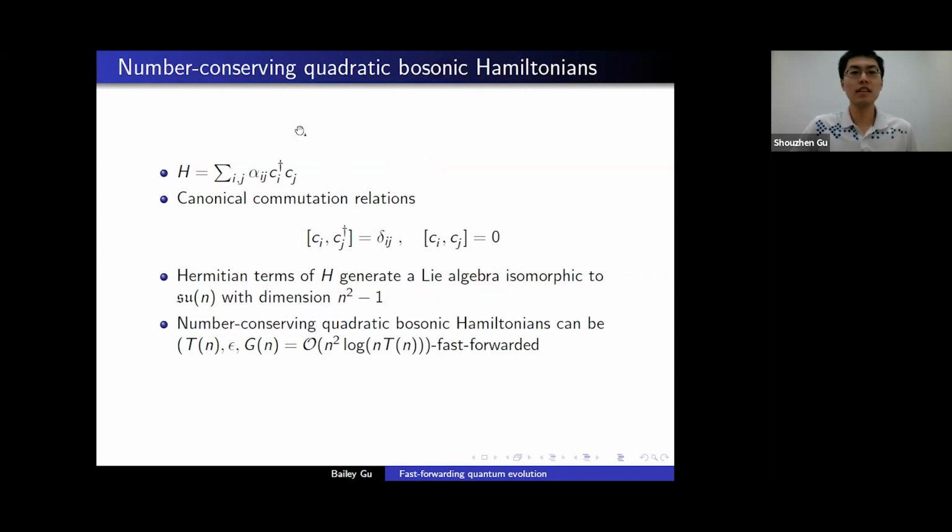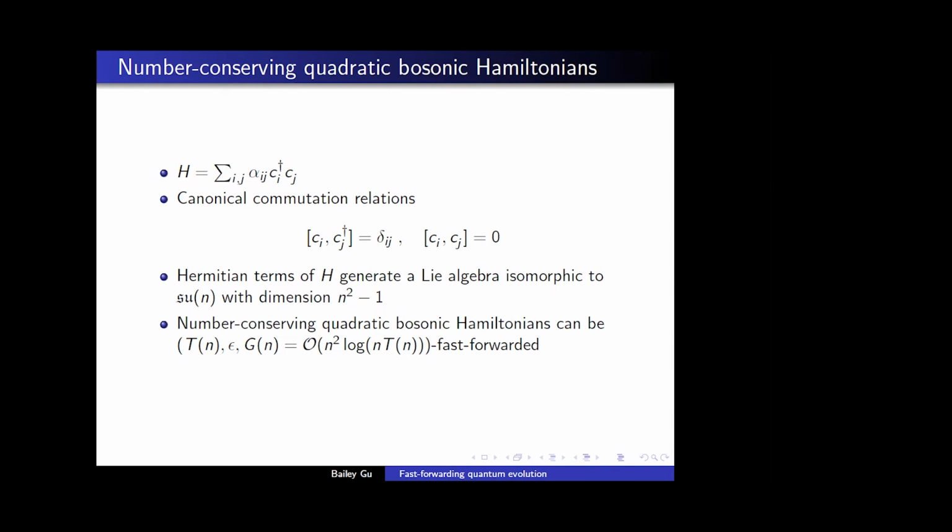And also we can consider the quadratic bosonic Hamiltonians. Here I'm going to restrict to the number conserving case, where we only take the Ci dagger Cj terms. Now Ci and Cj are bosonic operators, which satisfy the canonical commutation relations. When we restrict to the number conserving terms, the Hermitian terms of H generate a Lie algebra that's isomorphic to SU(n), and that also has polynomial dimension. Then we can do a similar analysis to get that these quadratic bosonic Hamiltonians can also be fast forwarded with the same parameters, scaling with log t number of gates.